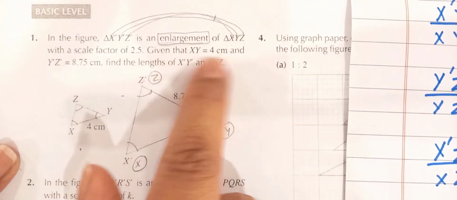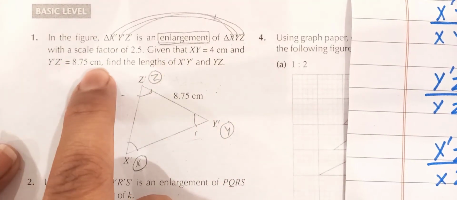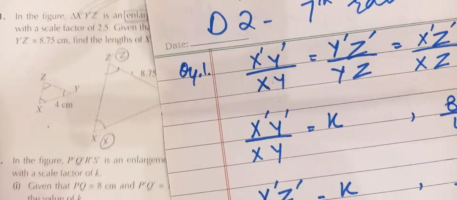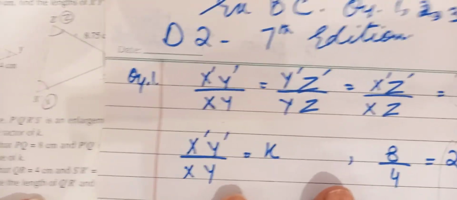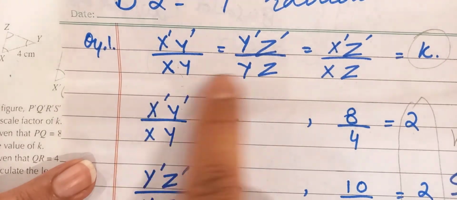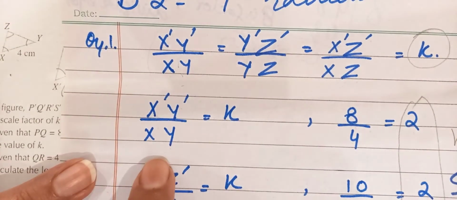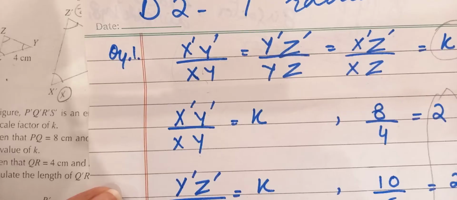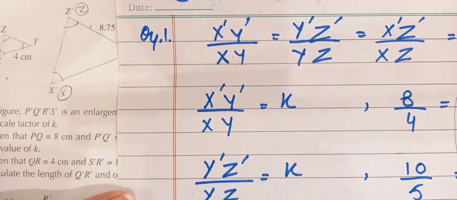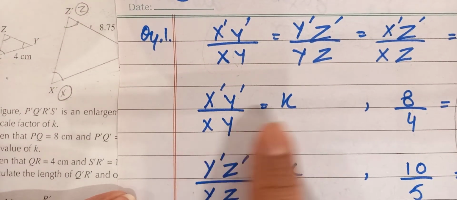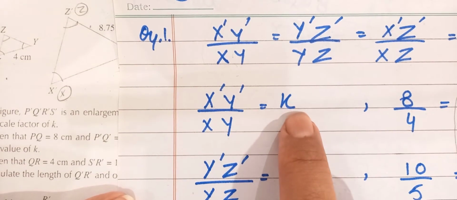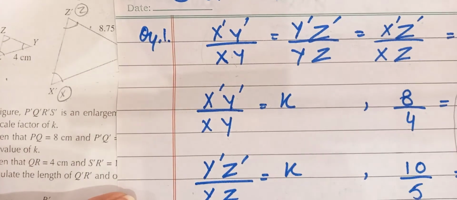Given that xy is 4 and y dash z dash is 8.75, find the lengths of x dash y dash and yz. Whenever sides are involved in enlargements, we use these sides. We do it like this. We put the corresponding sides in proportion, equate them to the constant or the scale factor, and get the required result.